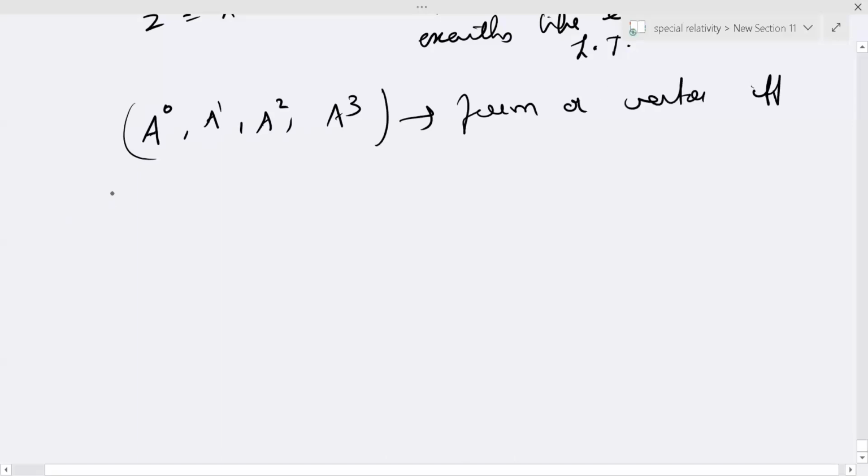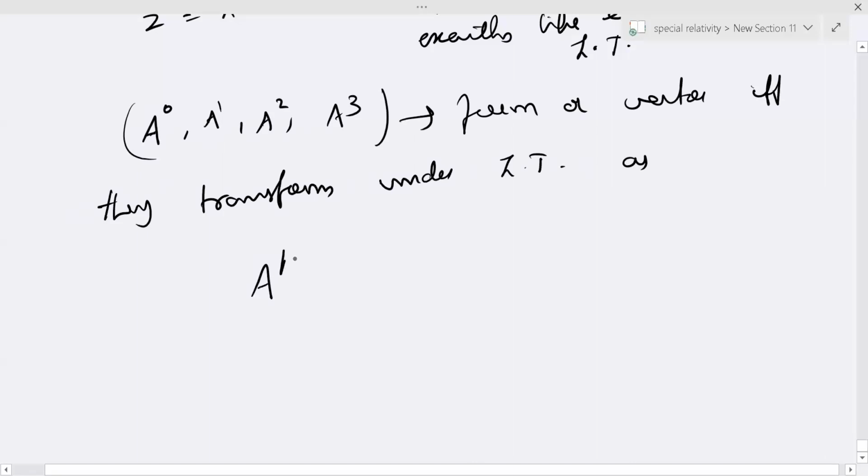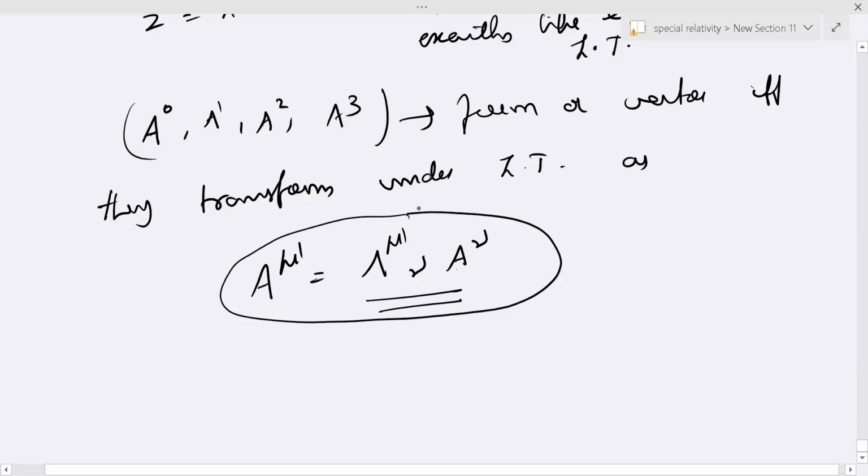if they transform under Lorentz transformation as a mu prime is equal to lambda mu prime nu a nu. This is the 4 vector. Again, there's a summation over nu. It's implied. The summation over nu will run over 0, 1, 2, and 3. And remember that this is a matrix. It's known as the Lorentz transformation matrix.